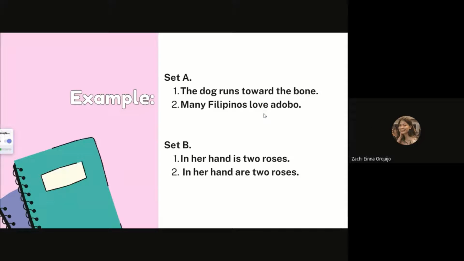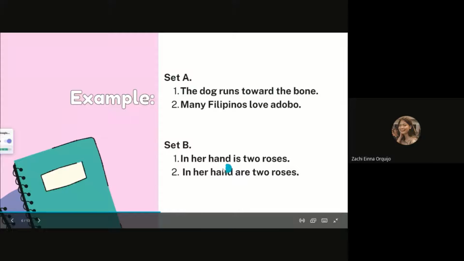However, there are some instances na minsan nauuna naman yung verb bago si subject. So, tinatawag natin silang inverted sentences. Ibig sabihin, kapag nauna si verb bago si subject, we call that inverted sentences. Katulad nung mga sentences sa set B. As you can see, sabi dito, in her hand is two roses. In her hand are two roses.